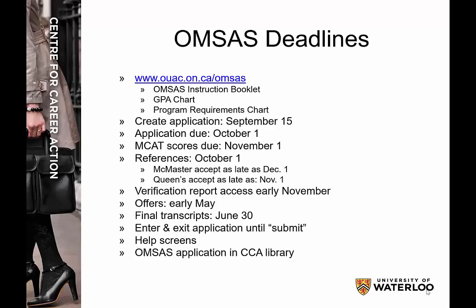You can enter and exit the application package as many times as required until you hit Submit, and make sure to use the help screens. You can only access your OMSAS account until October 1st. After October 1st, use the Secure Applicant Messaging tool, also referred to as SAM. If you are not applying this year, create an account so you can see what it looks like. Also, in the Center for Career Action, in the Resource Library, located in the Tatum Center, room 1214, there is a binder that has a copy of the most recent application.